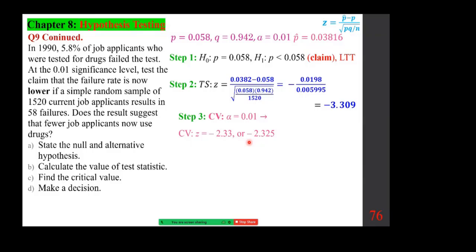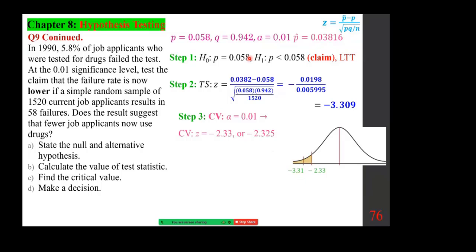If you do the drawing, notice that this separates the rejection region from the non-rejection region. So if this is negative 2.325, negative 3.309 is way into the tail or the rejection region. Again, non-rejection region, rejection region. Because the number is way into the rejection region, you are going to reject H0.